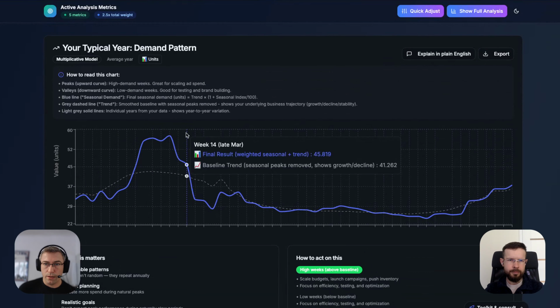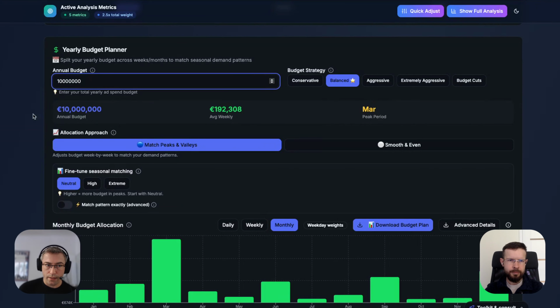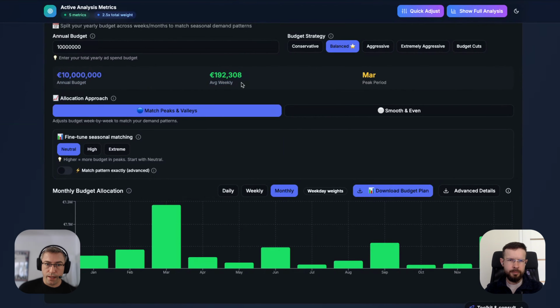But the goal is just to show you what is below. So you just pick a budget, let's say 10 million euros. This is a fresh new e-commerce with a huge budget. And then you choose a budget strategy. Balanced is the one that you start with. You have the average weekly spend, the peak period, and you have the allocation approach.